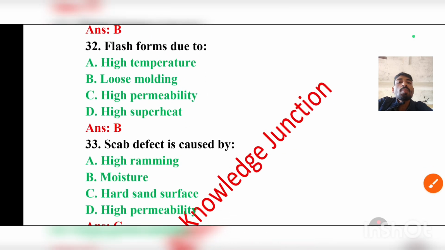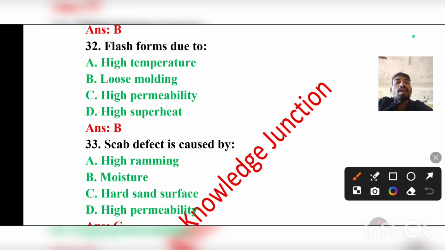Coming to the question number 32, flash forms due to high temperature, loose molding, high permeability, or high superheat. The correct option is your B, that is your loose molding.